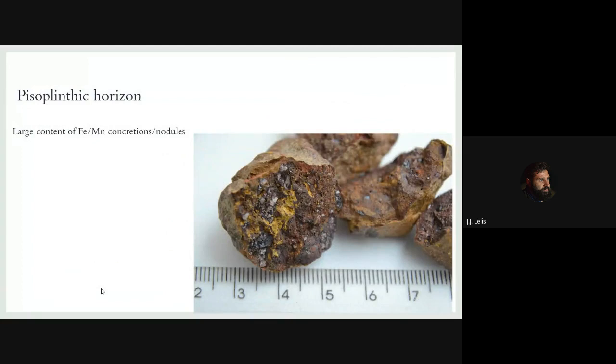In opposition to the plinthic horizon, the pisoplinthic horizon presents a large concentration of iron and manganese, but now they are expressed as concretions or nodules. They are no longer plinthite, so they are not mottles or masses of material, but cemented materials, and they cover a large area of the horizon.